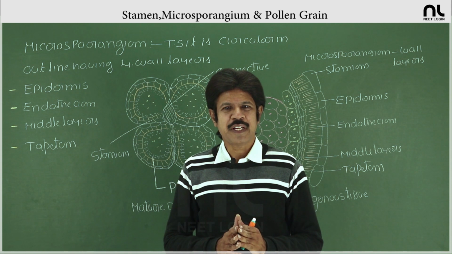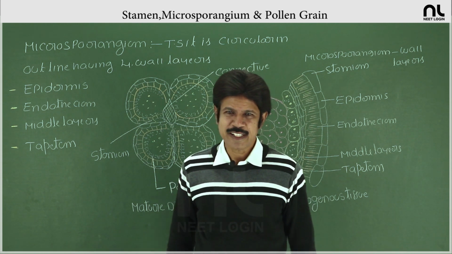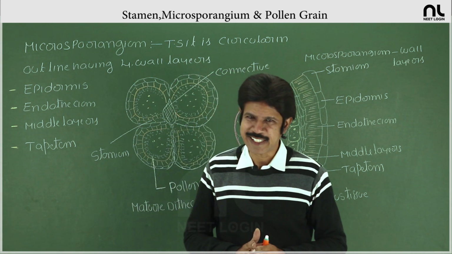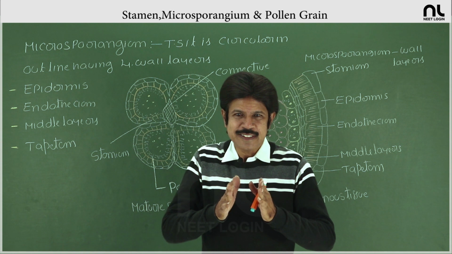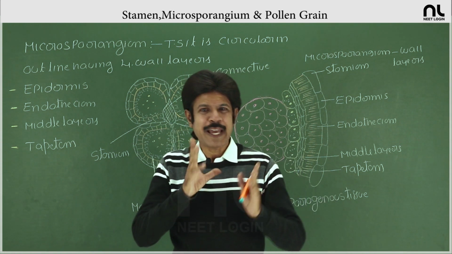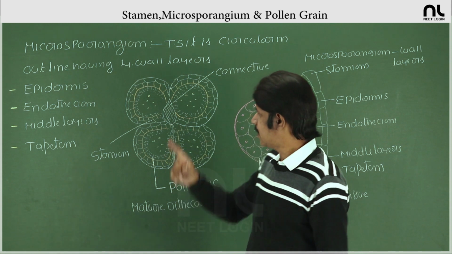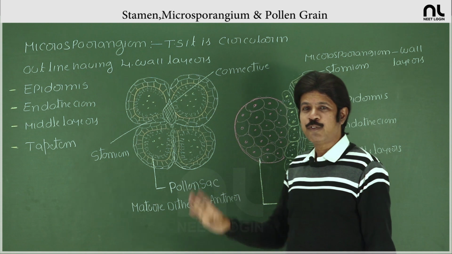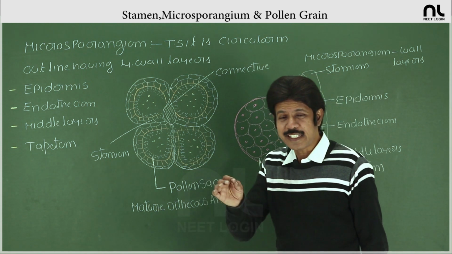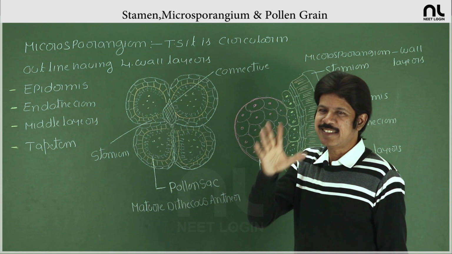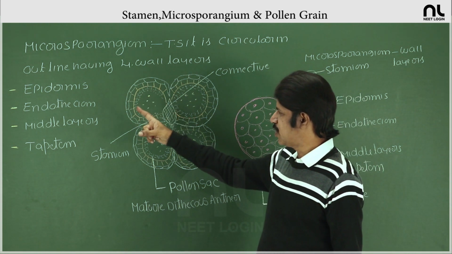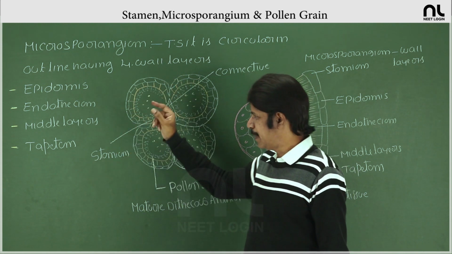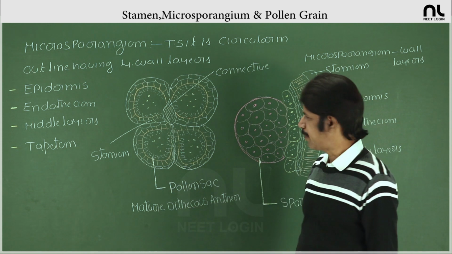A mature microsporangium develops into the pollen sac, which bears the pollen throughout the length of the pollen sac, because the pollen sac is longitudinally placed and packed with pollen. The microsporangium is almost circular in outline, having 4 wall layers concerned with protection and dehiscence: epidermis, endothecium, middle layers, and tapetum. These are centripetal wall layers.